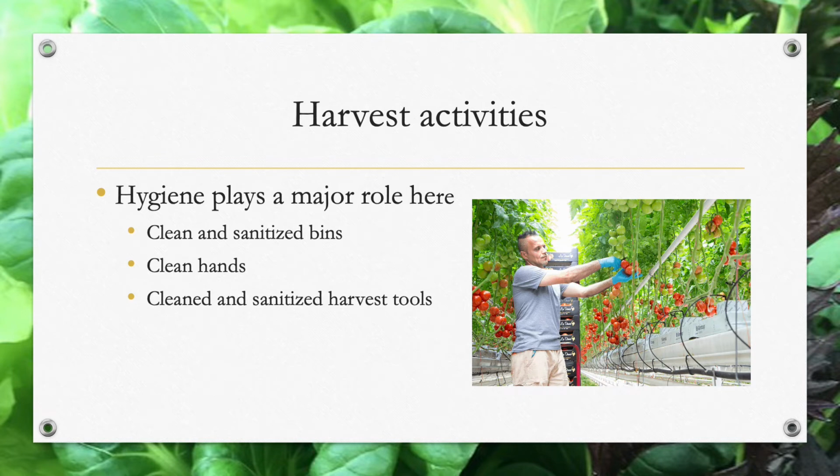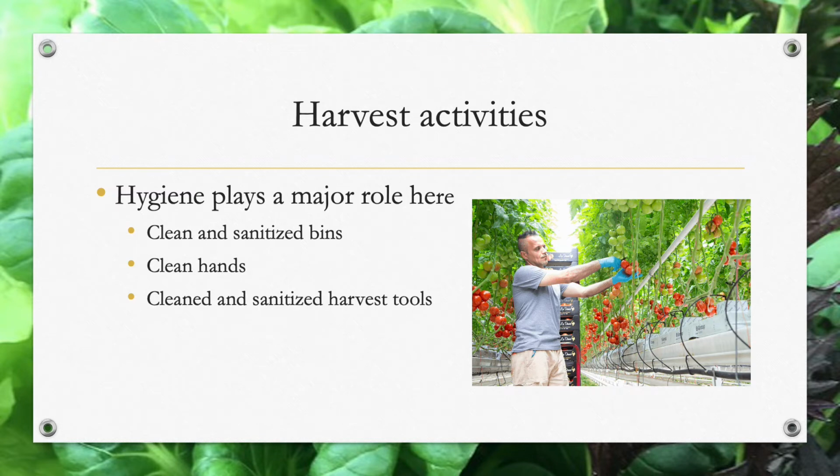So now we move on to the actual harvest of the crop that you've worked so hard to grow. Hygiene plays a major role here. We're talking about using clean and sanitized bins or any sort of thing that you harvest into. What does clean and sanitized mean? Well, it's a 3-step process.